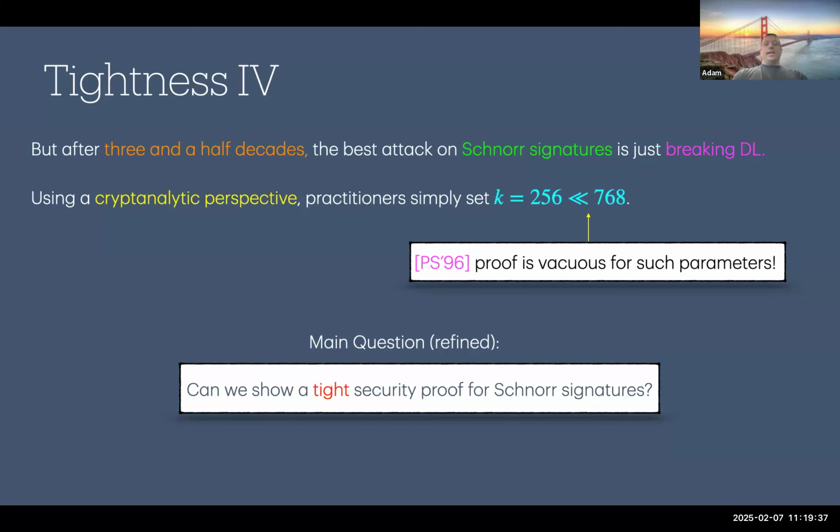So the main question we study is, can we show a tight security proof for Schnorr signatures? Meaning, in this advantage relation, we want to eliminate the QH and the square root. That would be basically a tight reduction. This is a long-standing open problem: to do this under discrete log.